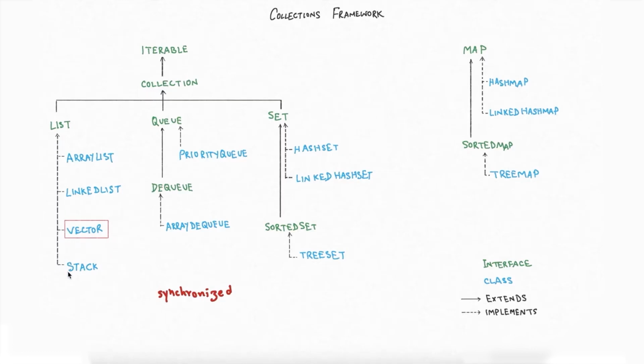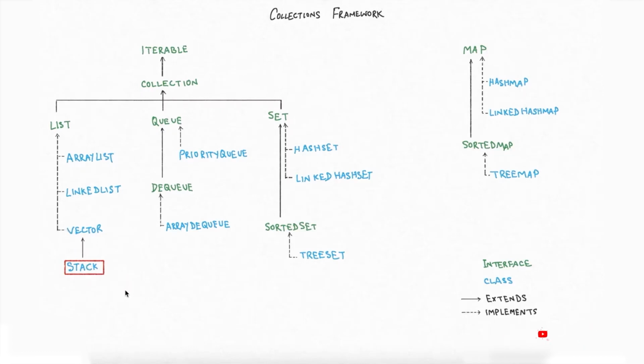Now let's move on to stacks. In this part, the diagram is a bit inaccurate. Stacks do not implement the list interface. They directly extend the vector class. So let's change the diagram. That's better. Now, stacks are essentially inherited from vectors, but we can only use 5 methods on stack.